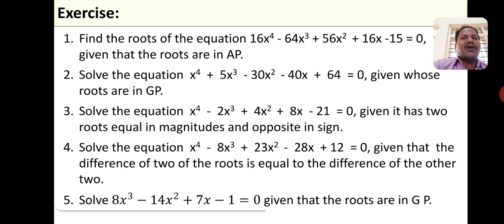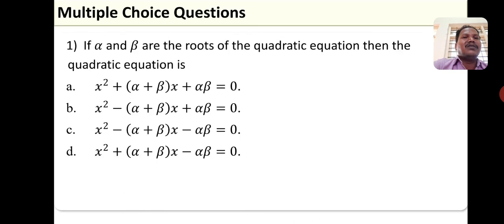And one more, a cubic equation, 8x cube minus 14x square plus 7x minus 1 equals 0, given that the roots are in GP. Now we will take some multiple choice questions on the basis of the above concept.